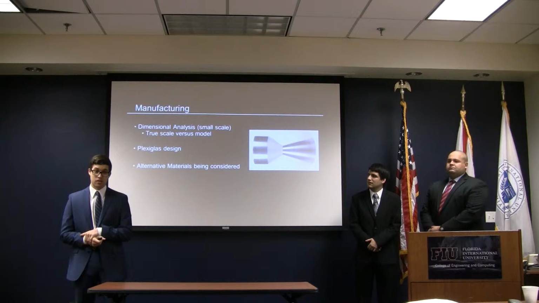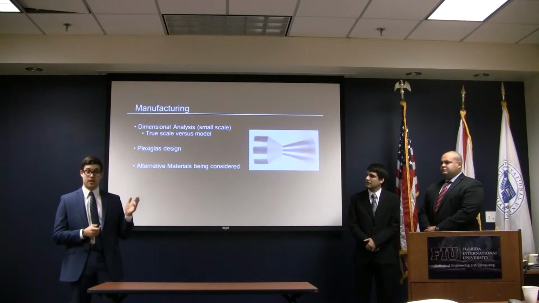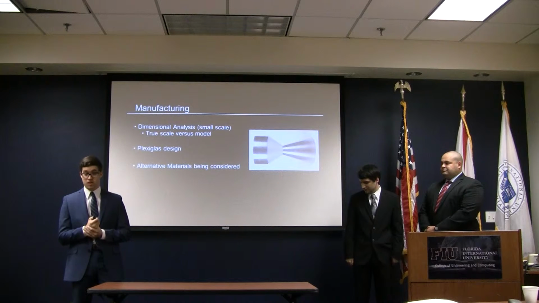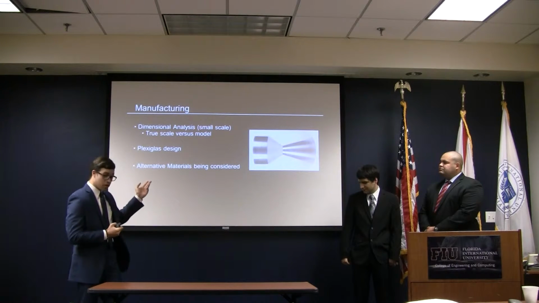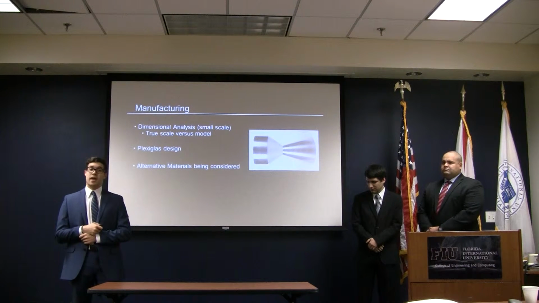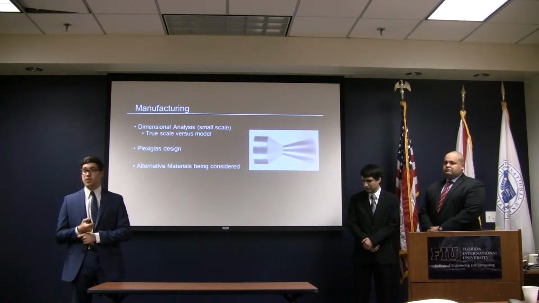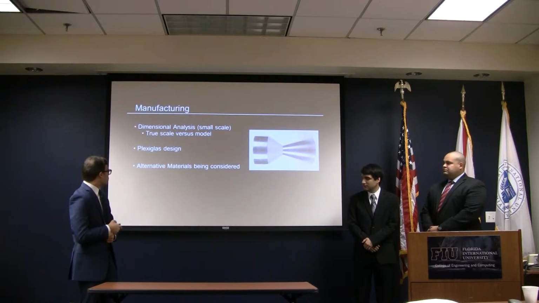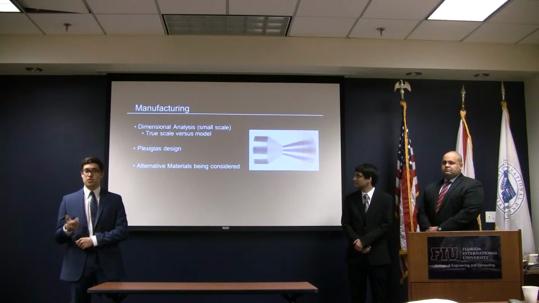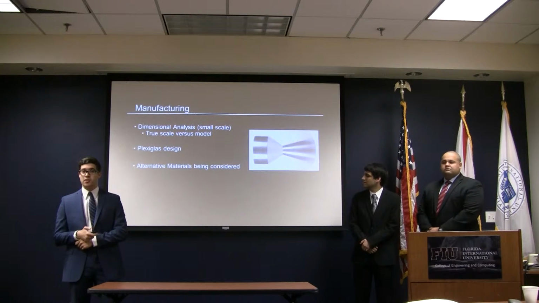When we actually get to the manufacturing section, we need to consider the scale changes: both the scale of our model and the scale of, let's say, the true scale rocket engine or the wind tunnel. We're probably going to be doing this out of plexiglass since we don't have high temperatures. There's going to be no damage to it, and shockwave visualization is very important in our project. Alternative materials will also be considered, taking into account perhaps some problems with the accuracy of this material.